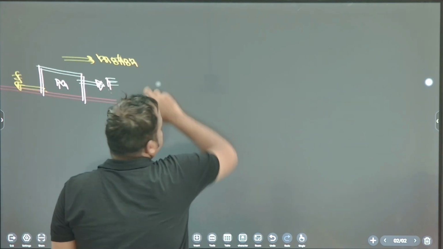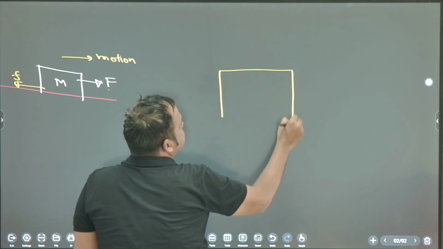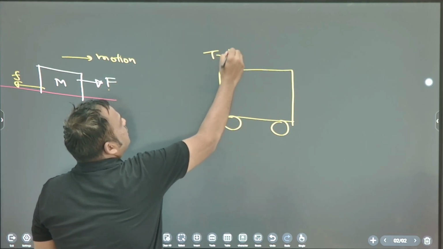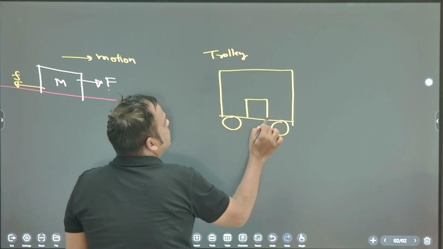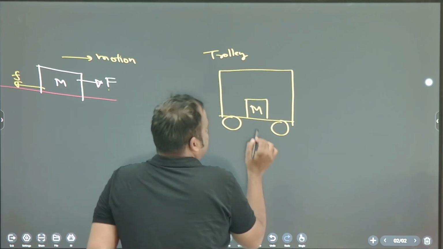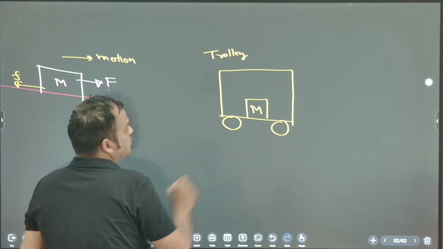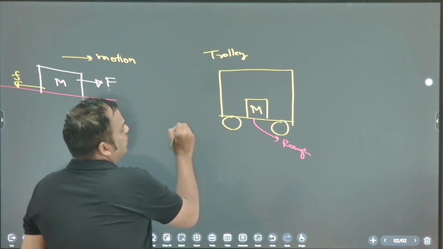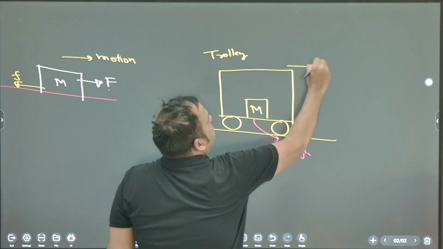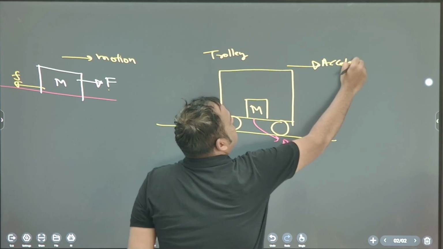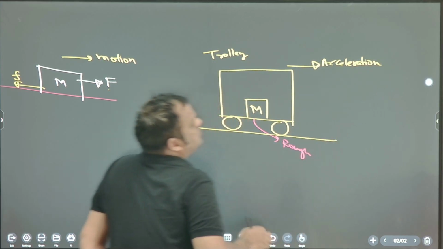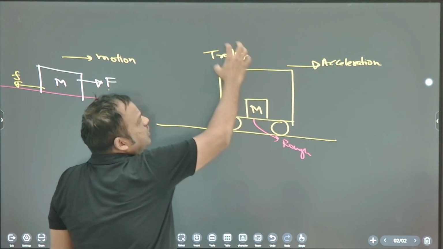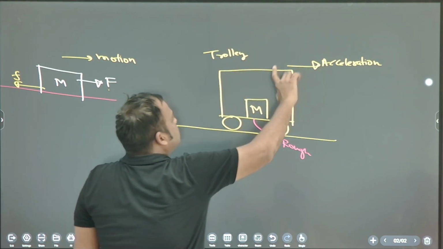Now one more example, you see. Suppose there is a car, or truck, or trolley. This is a trolley. Now there is a block inside and the floor is rough. This is a rough floor. So now this car is on the road and the acceleration of the car is right side. Observe carefully. This is the trolley, you can call it truck also. Acceleration is right side.